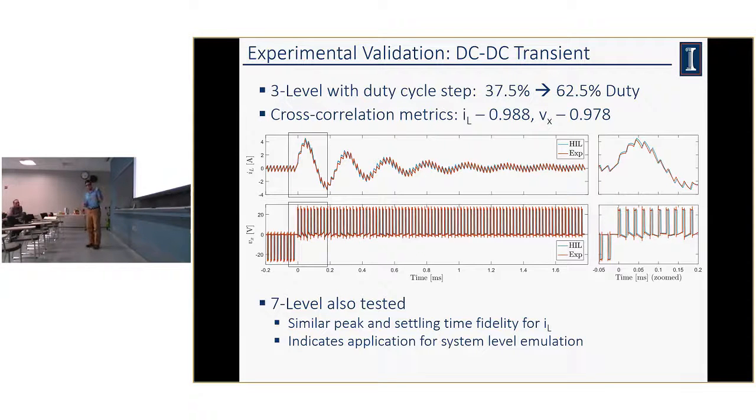Now, we also tested the 7-level. It did not perform as well for the faster switching fidelity, but we were able to still see the same peak and settling time fidelity on IL, which does seem to indicate that it could still have merits for use in system level simulation.